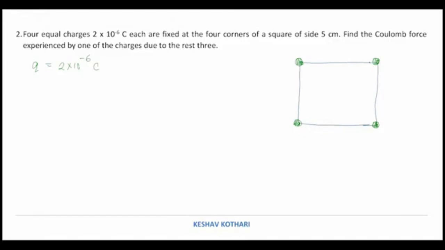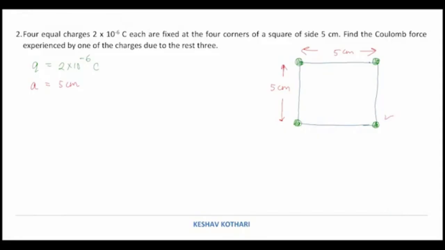So the separation or the side we can say is 5 centimeter, which we mention as a. So a equals 5 centimeter. Find the Coulomb force experienced by one of the charges due to the rest of the three charges. So I am calculating force on this charge.